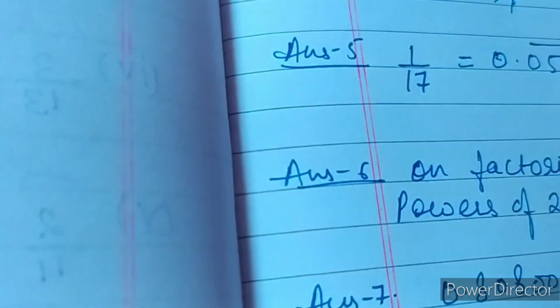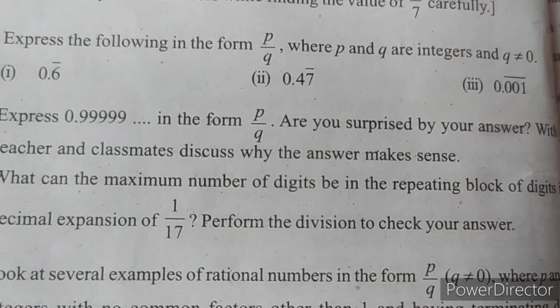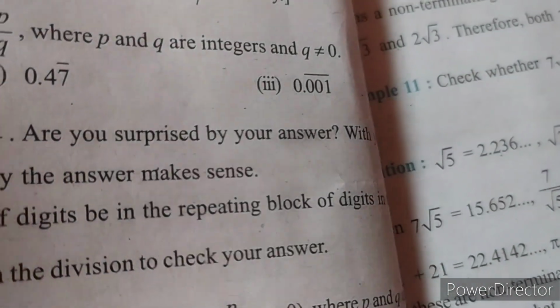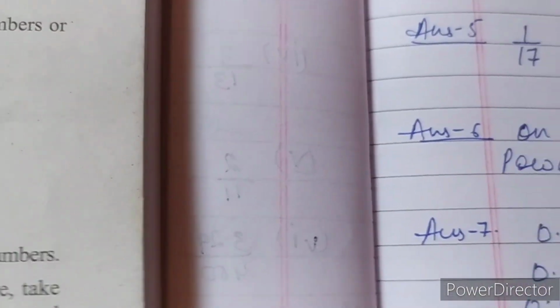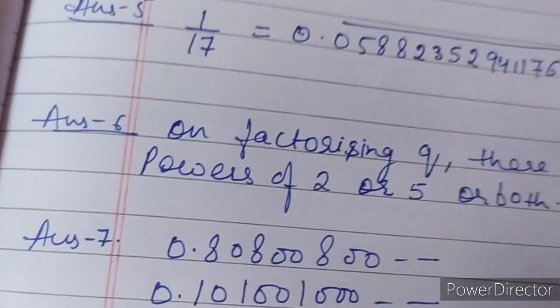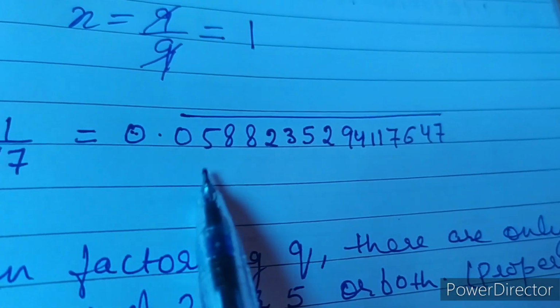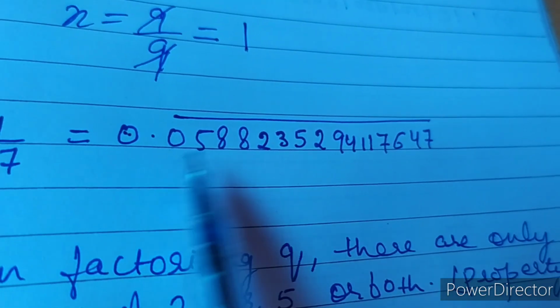Next question, question number 5 is, what is the maximum number of digits in the repeating block of the decimal expansion of 1 by 17? Now, if you divide 1 by 17, it is a very, very long division. I have already done this revision and I have found out the answers. It's a very long division, and you will get a very, very long repeating block. That is 0.0588235294117647.